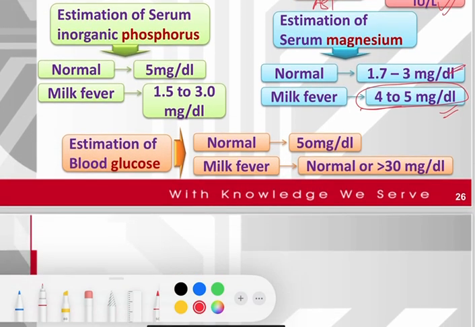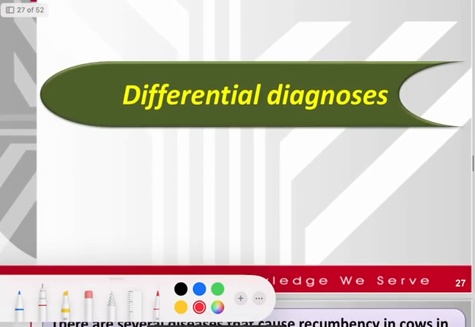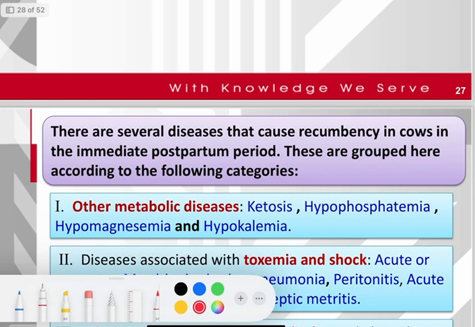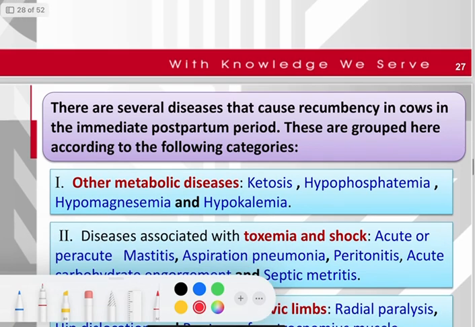So in milk fever, the blood glucose level can also be estimated. It may be normal, or it is less than 30 mg per deciliter. So coming on to differential diagnosis, how we will differentiate and diagnose a case of milk fever.